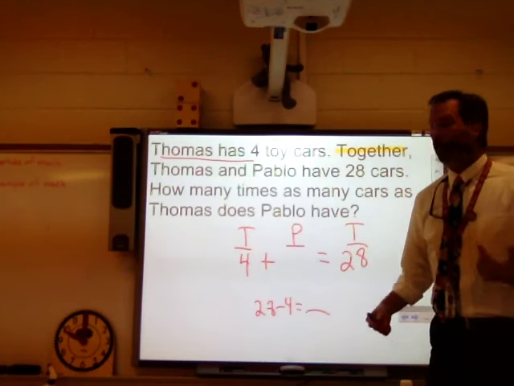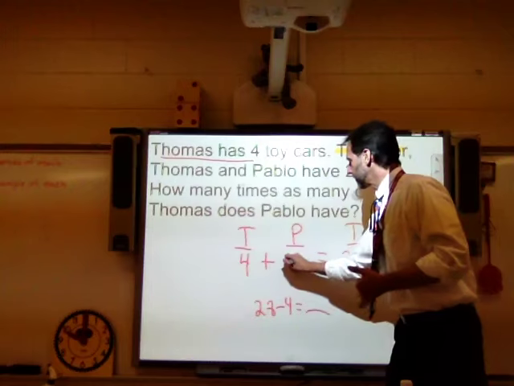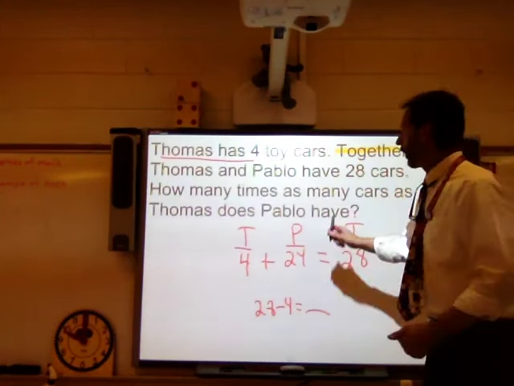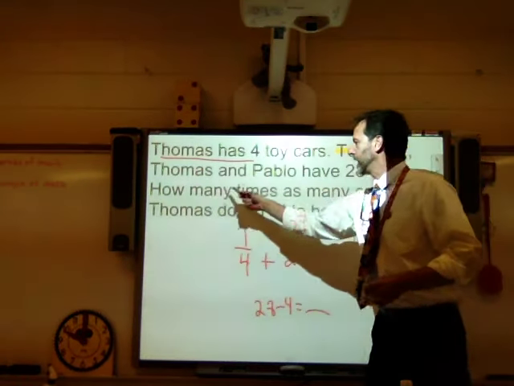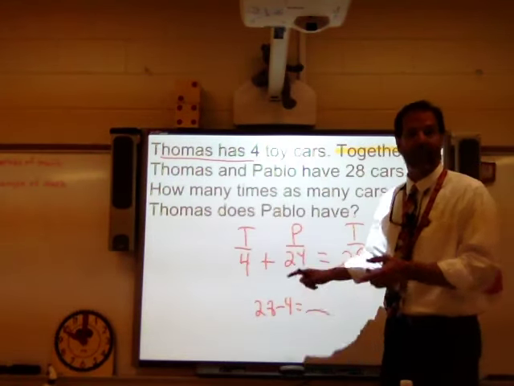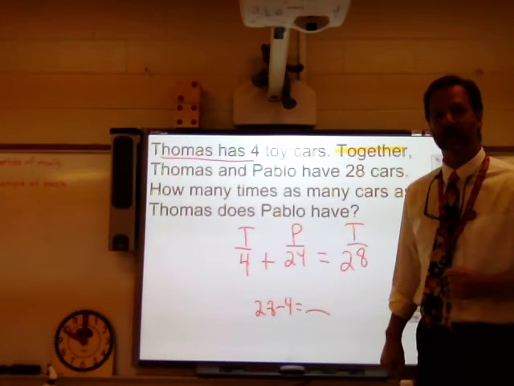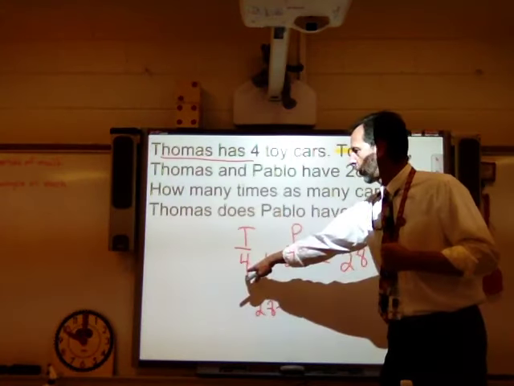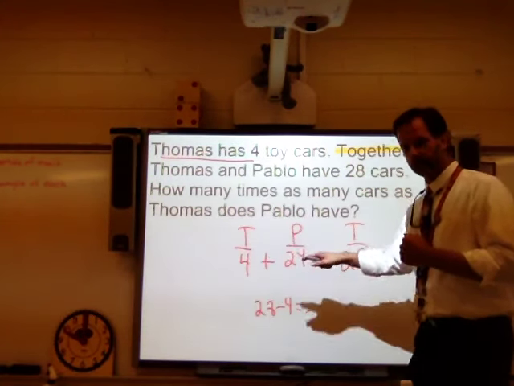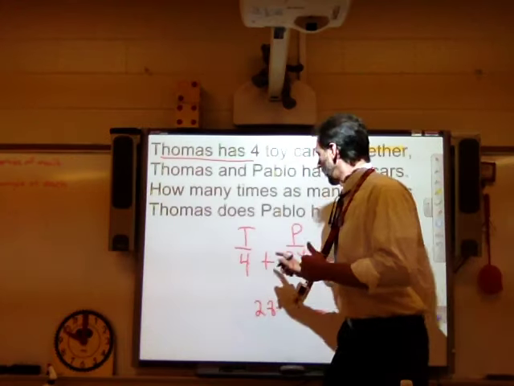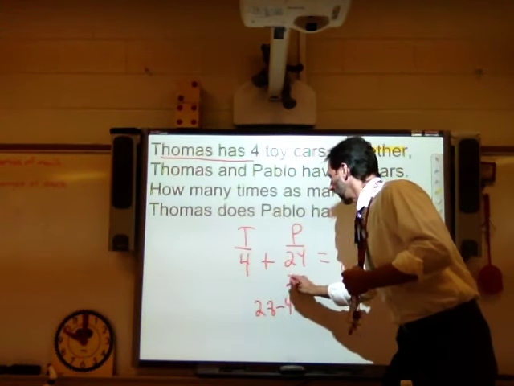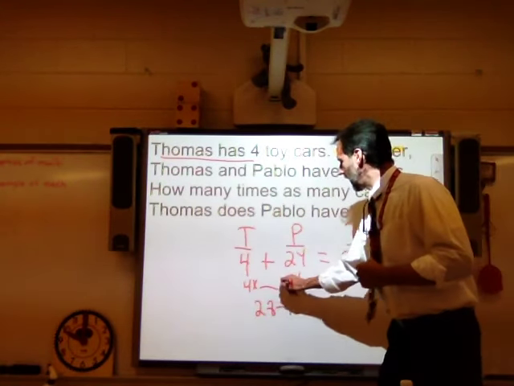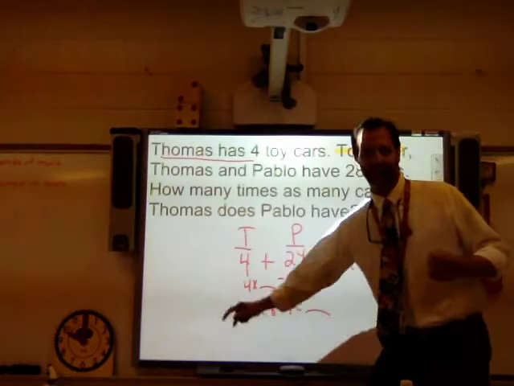What is it? Right, it's going to be 24. Now, 24 does not answer the question. It does not ask, how many cars does Pablo have? If it asks that, that would be the answer. What it asks is this: how many times as many cars as what Thomas has, does Pablo have? In other words, what they're asking is, 24 is 4 times what? How many times greater is this than this?